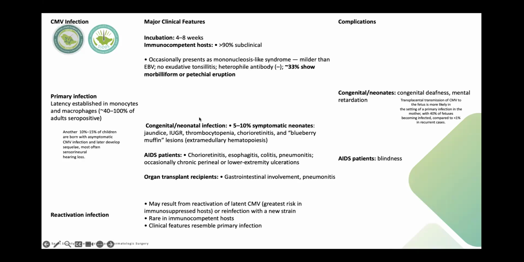One is congenital. So if the mother gets primary infection, especially in the early period, there is a 40% chance of the fetus getting the infection, and 10% can become symptomatic with thrombocytopenia, chorioretinitis, and the blueberry muffin lesion, and 10 to 15% can be born asymptomatic and later develop the symptoms. And then the AIDS patient and the organ transplant, so immunodeficient patients, but they don't have skin findings. So just to know about this virus for the sake of completeness.